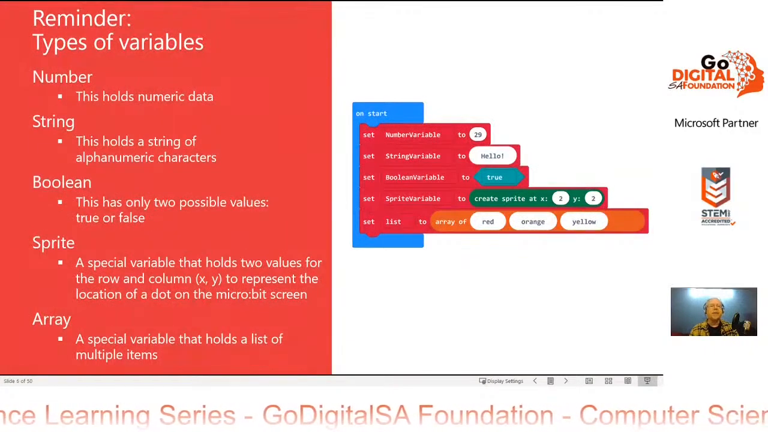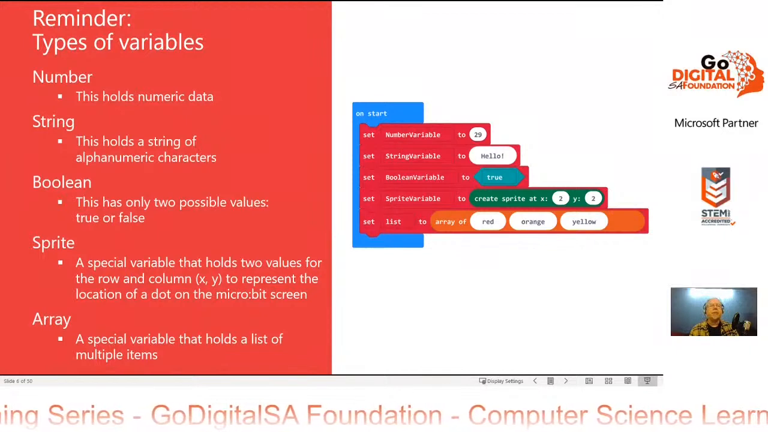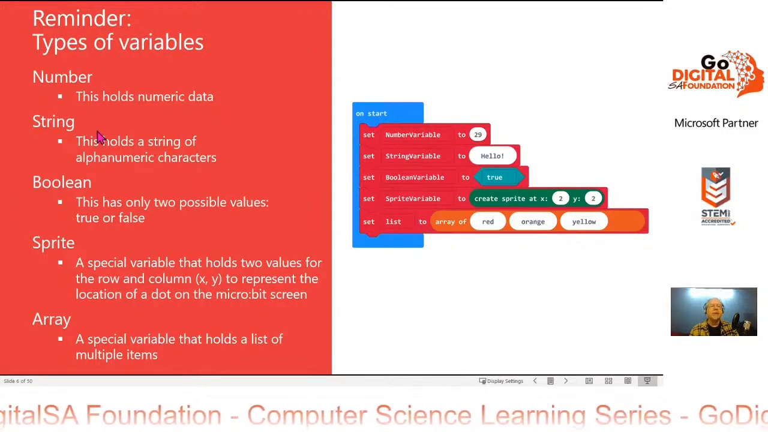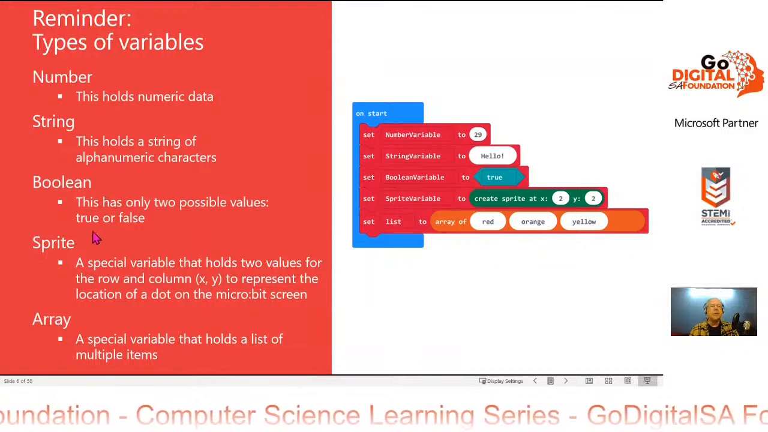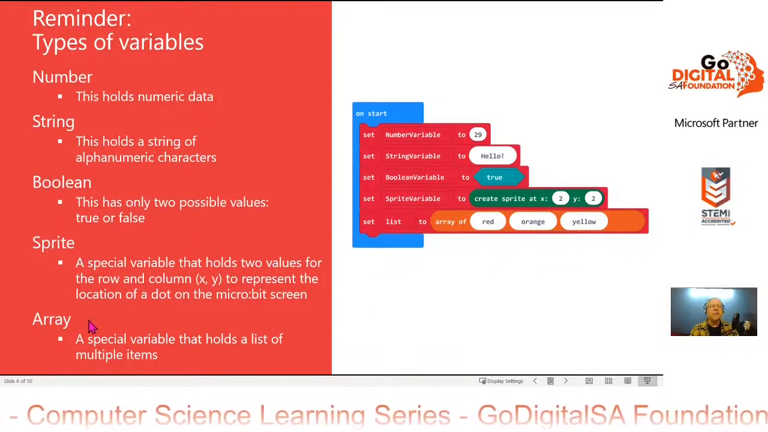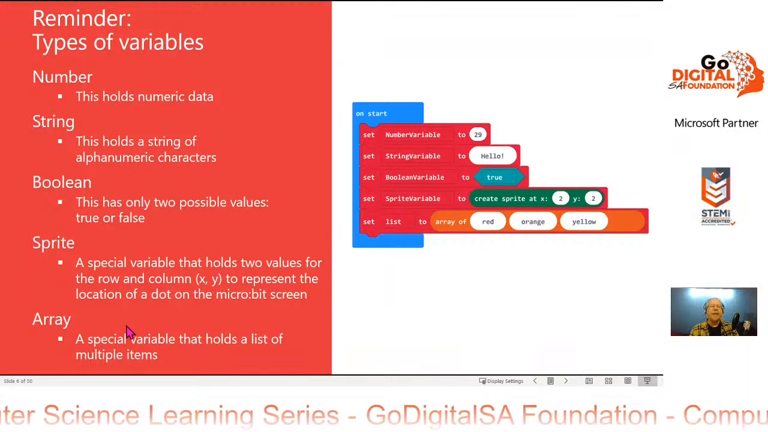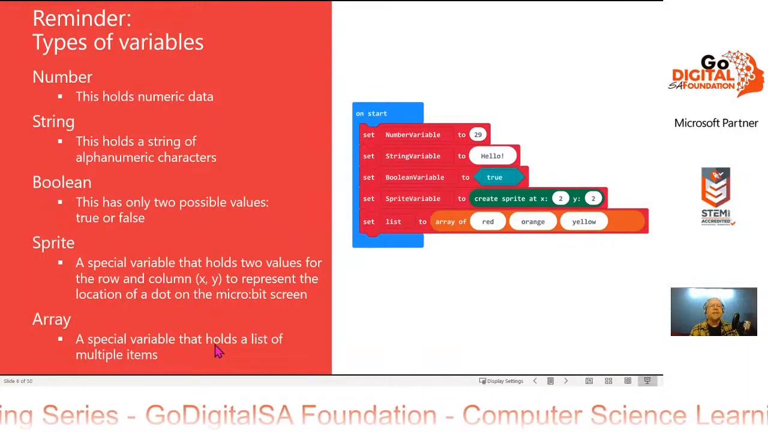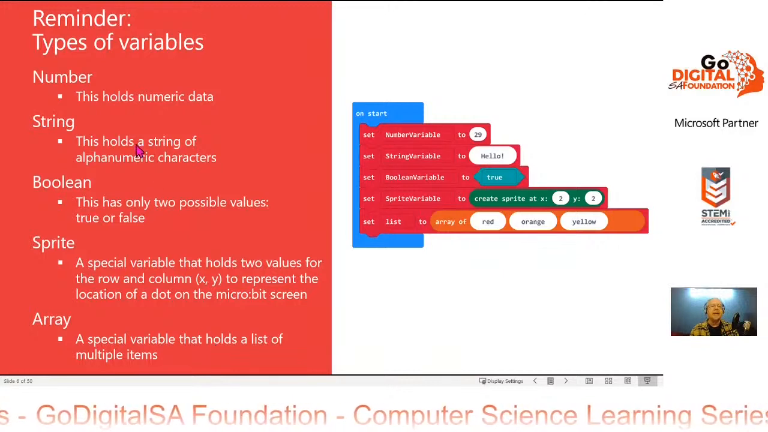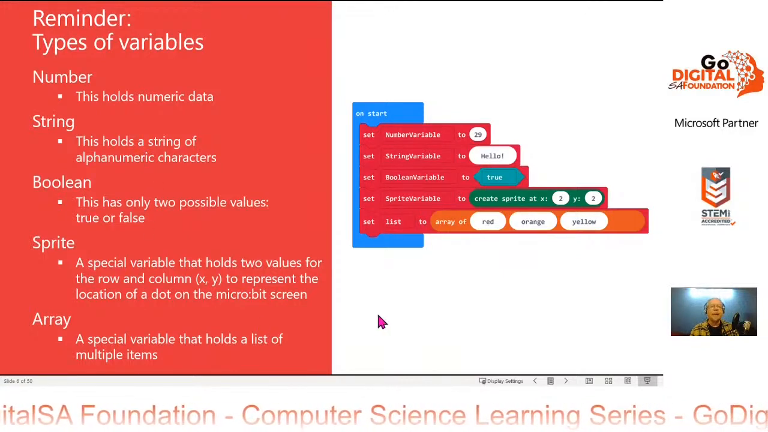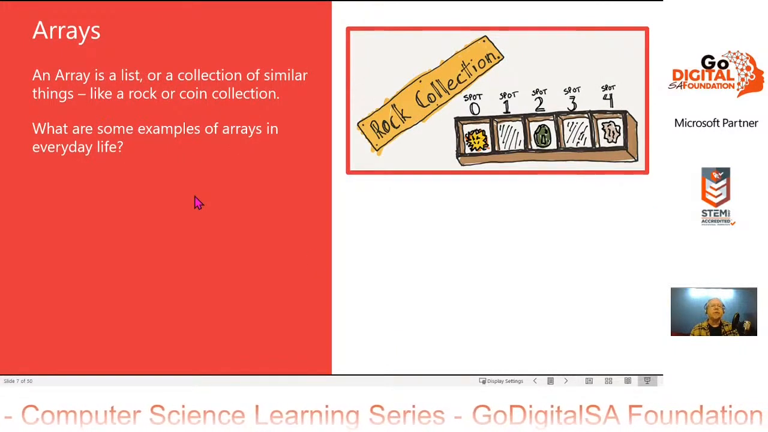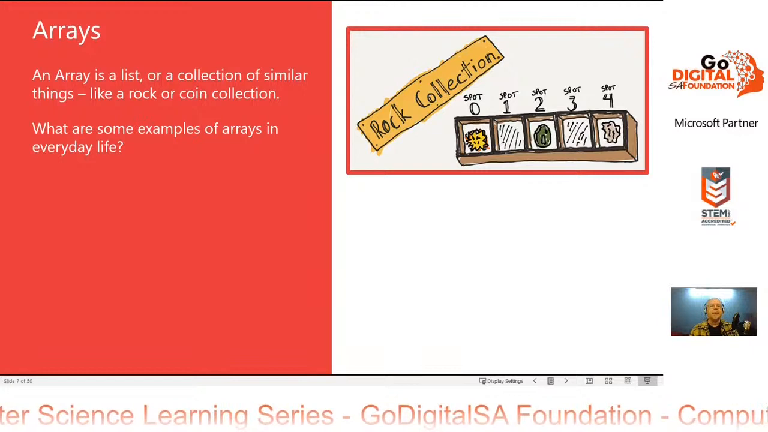And here's just a reminder, you remember that we talked about types of variables. We've got numbers, strings, booleans, sprites, and then we've got arrays. An array is a list of multiple items, and it can be a list of numbers, it can be a list of strings, and it can be a list of other things. So an array is a list or a collection of similar things, like a rock or coin collection.